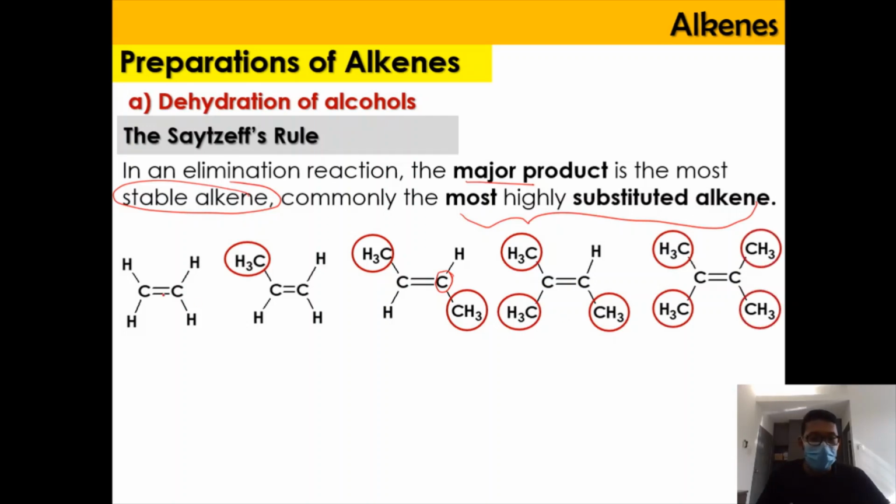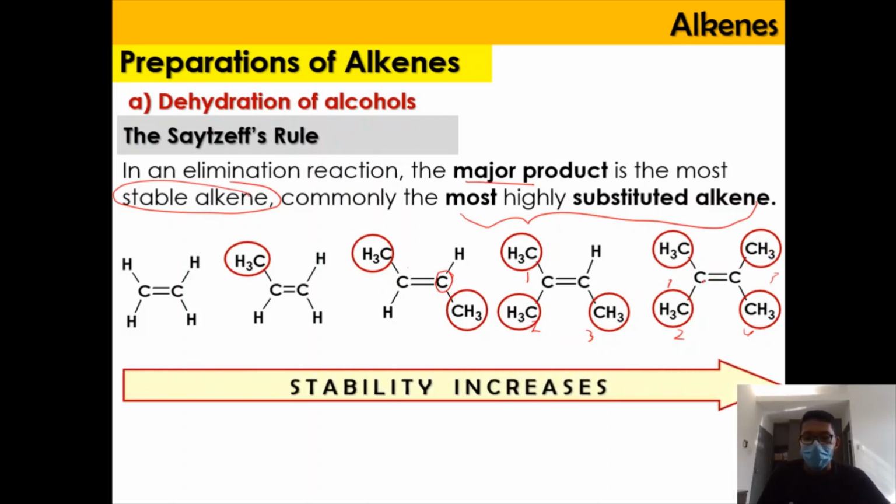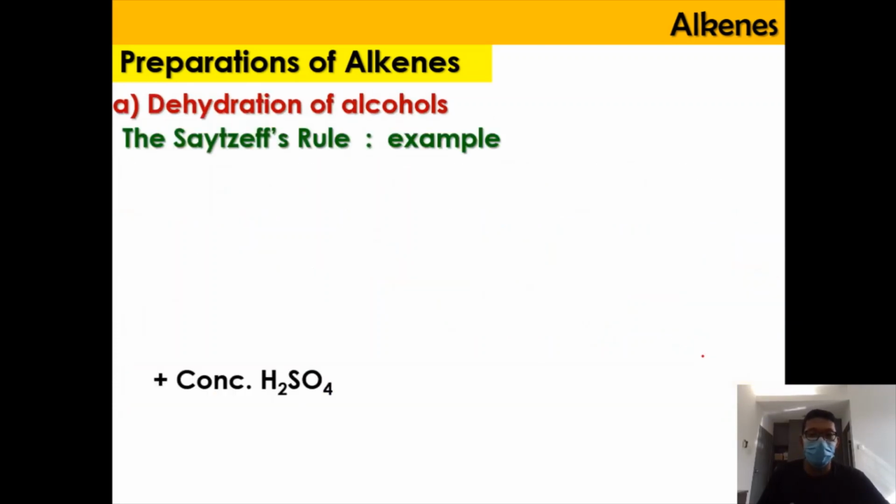For example, in this case they have none. Here got 1, here got 2, here got 1, 2, 3, here got 1, 2, 3, and 4. So one carbon is attached with 2 methyl groups, and here also attached with 2 methyl groups or carbon chains. So we can say that the more highly substituted the alkene is with alkyl chains, the more stable it is. So here is the most stable. Alright, so this is what is meant by the Saytzeff Rule.